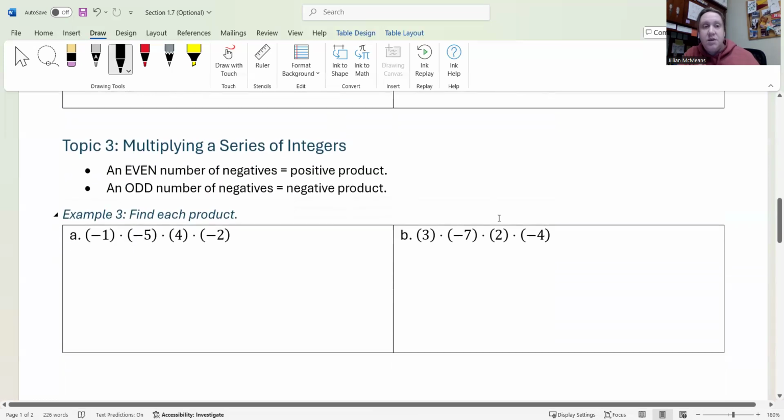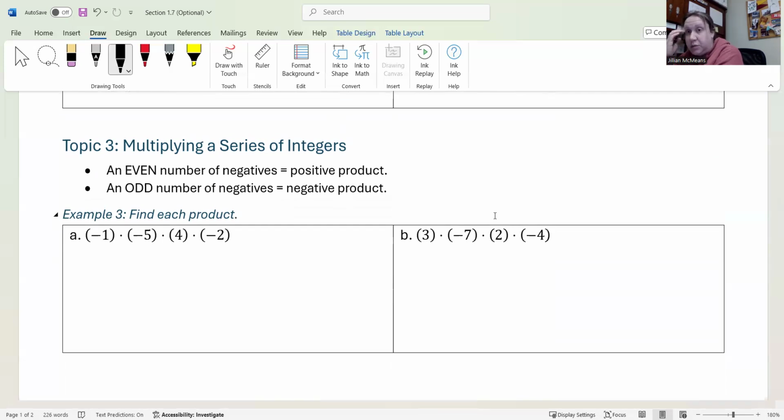So lastly, let's look at multiplying a series of integers. Okay, so you'll find yourself in situations where you have to multiply 2, 3, 4, 5 integers. So it's not always just two integers that you're multiplying. And if you do have a series of integers with a mix of positives and negatives, there's a rule that you can remember. If you have an even number of negatives, you're going to get a positive product. If you have an odd number of negatives, you're going to get a negative product, okay? And that should make sense.